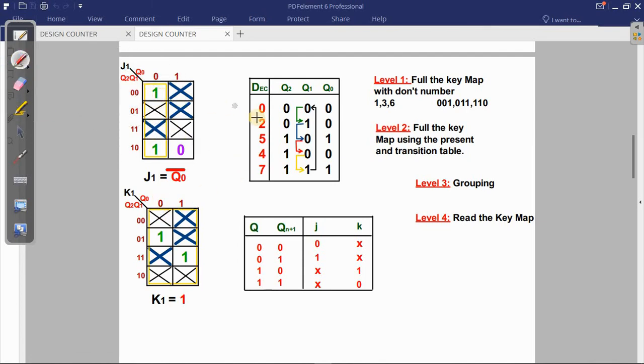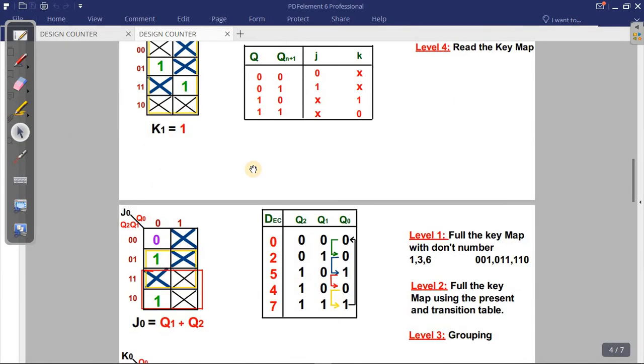What will happen now for position 2? Position 2 is 1 0. I'm here, 1 0. 1 0 is going to be don't care for J and 1 for K. Don't care and 1 for K. So this is how you're going to proceed, guys. Next, let's move down here.